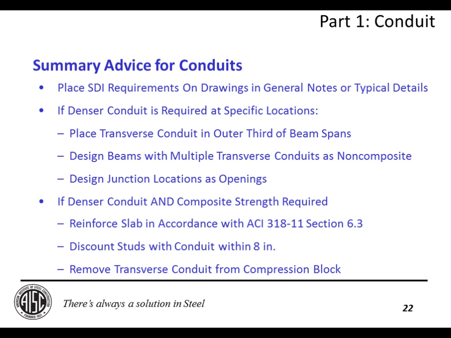If you have a dense conduit layout and you must achieve your composite strength, one option is to reinforce the slab in accordance with ACI 318. You would then discount the studs near conduit within 8 inches of it, and you would remove that piece of the compression block in your calculation of your flexural strength.